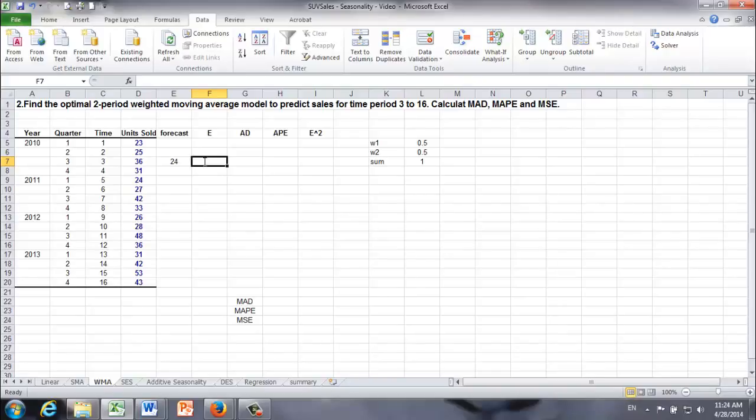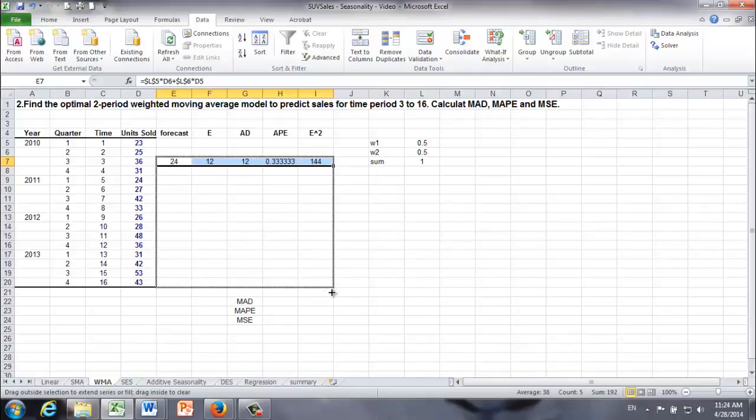Similarly, we can find the forecast error, which is nothing but actual sales minus your forecast, and the absolute deviation is nothing but the absolute value of your forecast error. APE is the absolute value of the forecast error divided by your actual sales. In the end, squared error is nothing but the forecast error squared. Once we have all those formulas prepared, it's easy to do the same thing for all the other 13 forecasts.